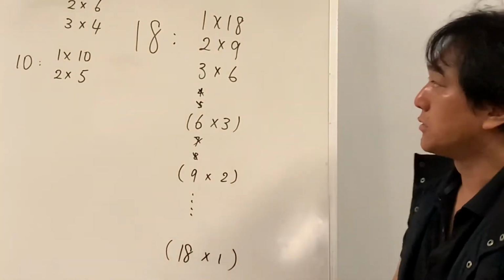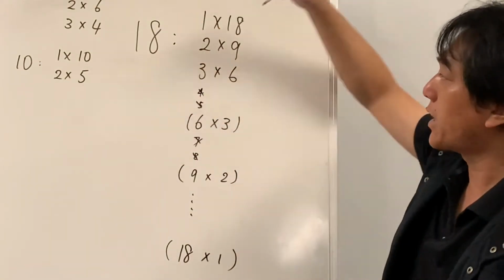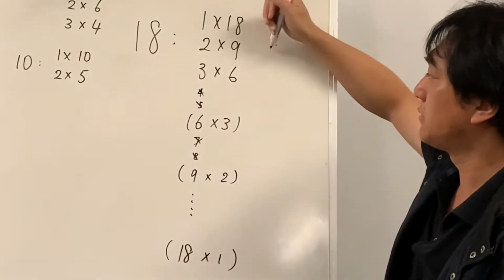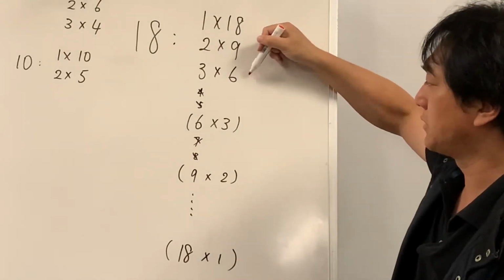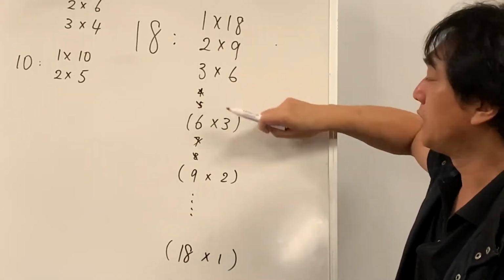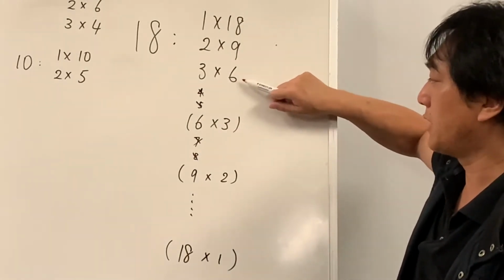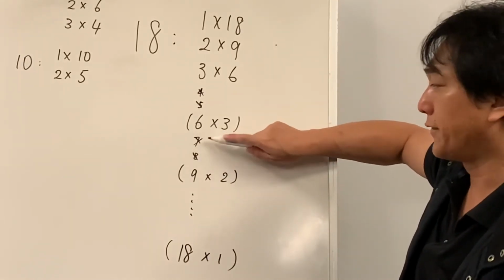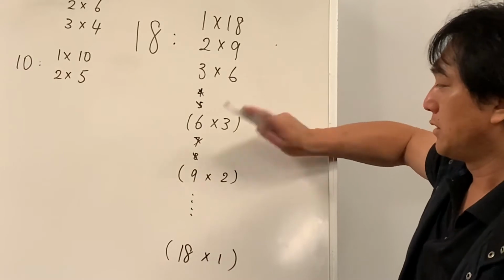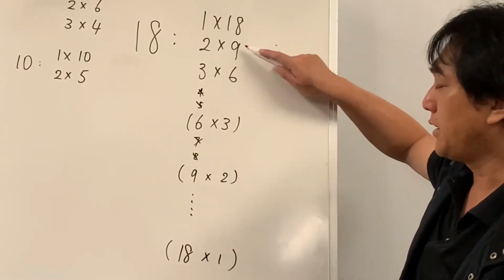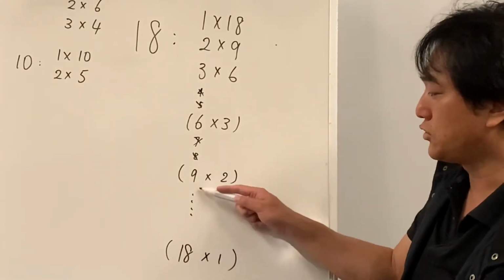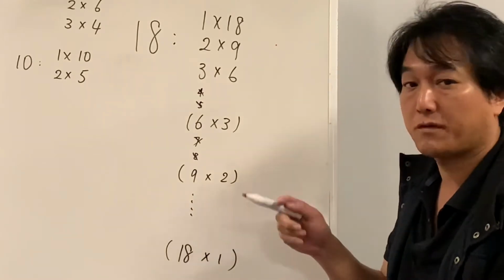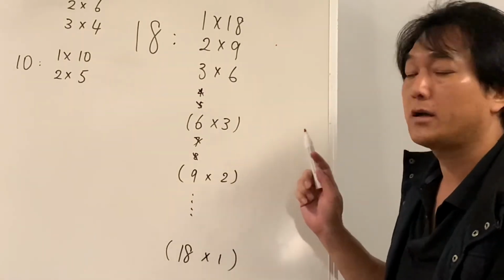So this is a question. 18 is made out of 1 and 18, 2 times 9, 3 times 6. I checked 4, checked 5, 6 times 3 is already here. I checked 7, I checked 8. 9 times 2 is already here. If I need to check 10, 11, 12, 13, 14, 15, 16, 17, it takes forever.